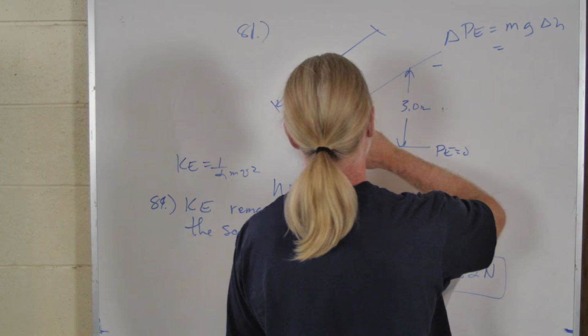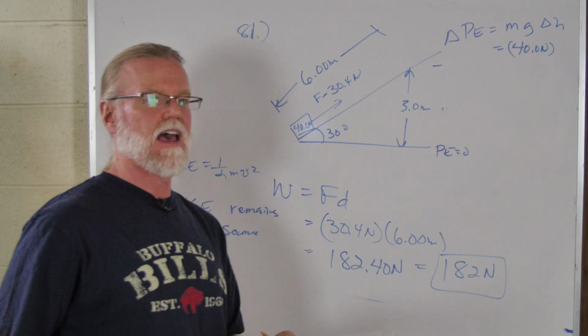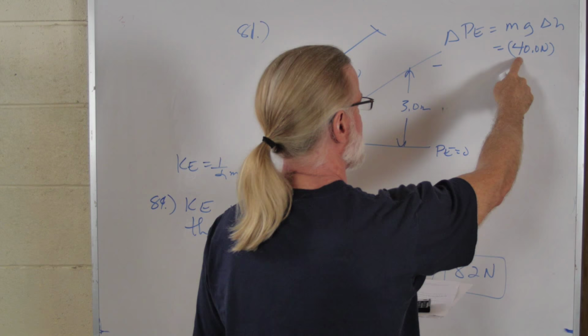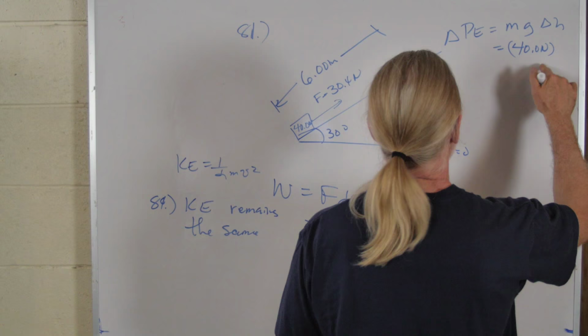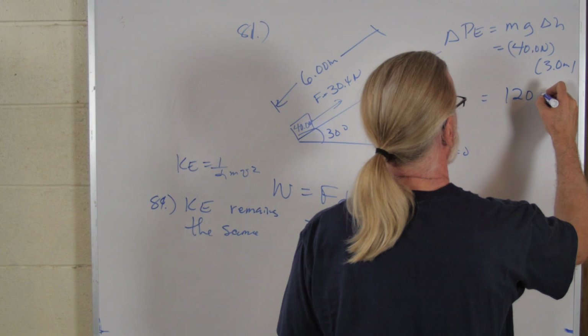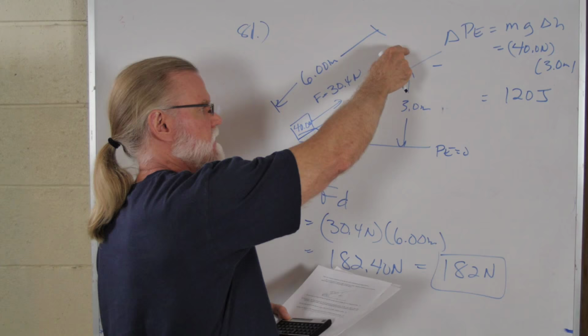Mg is 40 newtons. Recognize that. That's the weight. Mg is the weight. Don't treat it like a mass and multiply it by g. It doesn't make any sense. Shows you don't know what you're talking about. H, 3 meters, equals 120 joules. All right, so we got it up here. 120 joules of potential energy.